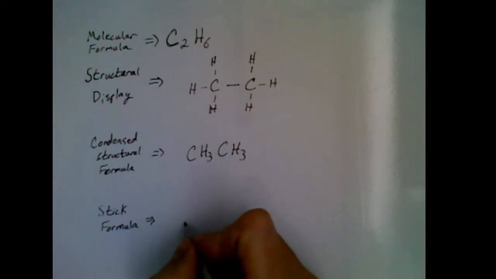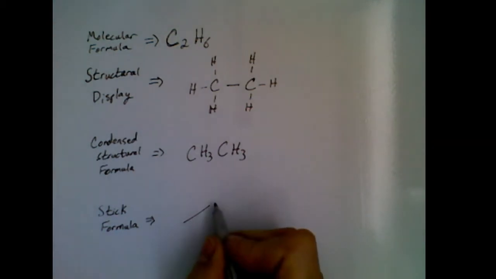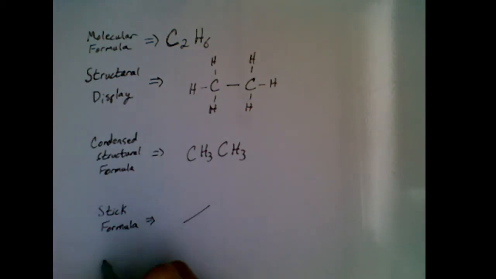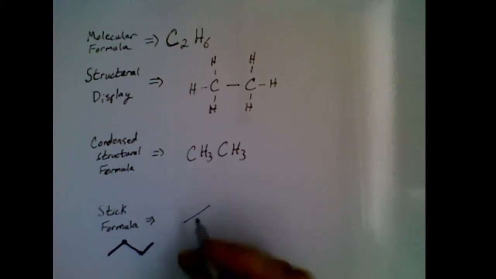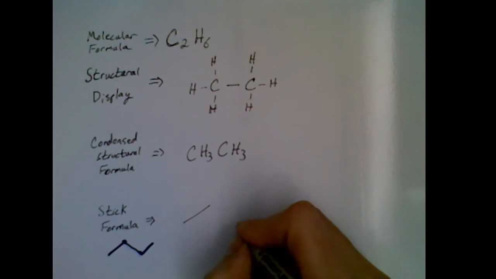The stick formula for this would actually just be like that. What we're really representing here is, at the end of each line, and later on when we get to larger formulas that maybe look like this, each vertex, what we're really saying is there is a carbon at this point. So I'm going to redraw it over a little bit on this side.